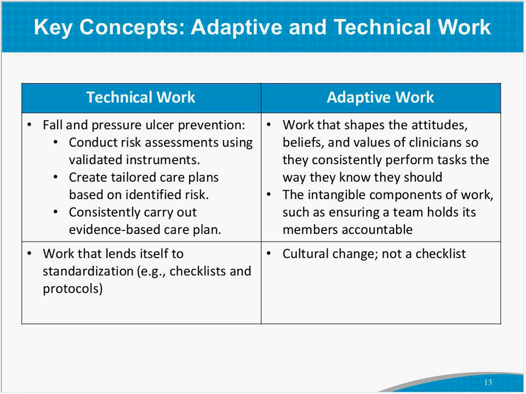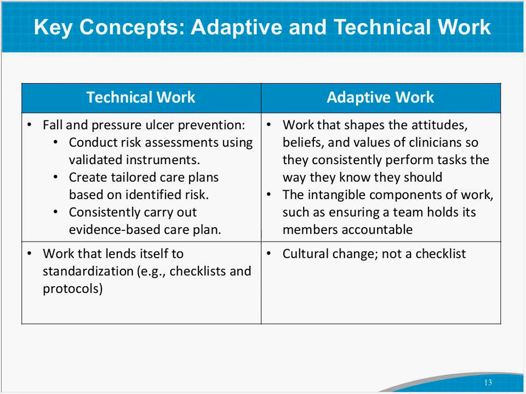So understanding that there's technical work that needs to be done. In this group, your technical work has been all of the fall and pressure ulcer prevention strategies you've put in place. You put in place risk assessments using validated instruments. You've created tailored care plans based on that risk, not just generalized across everyone, and then consistently carrying out those specific individualized care plans based on that patient's risk. So the technical work lends itself to reminders and checklists and standardizing processes and protocols, and that's all important.